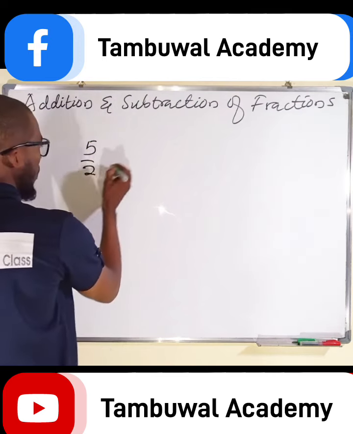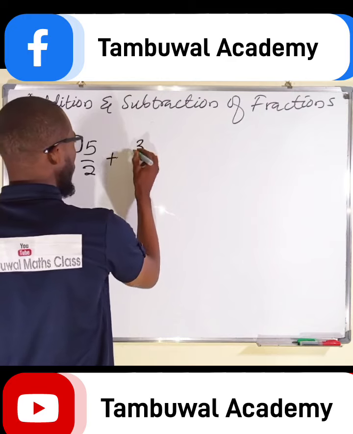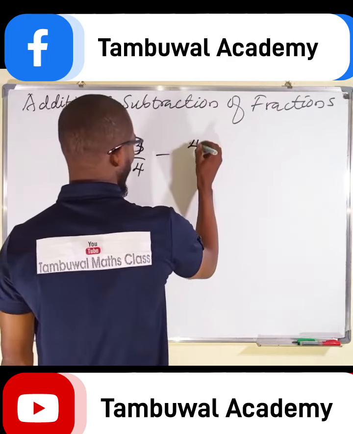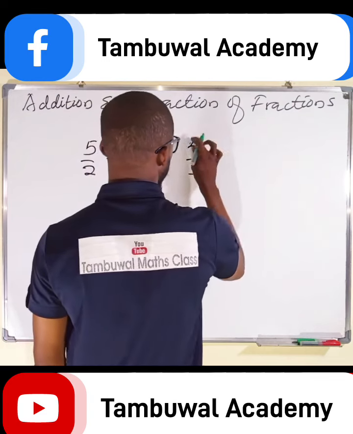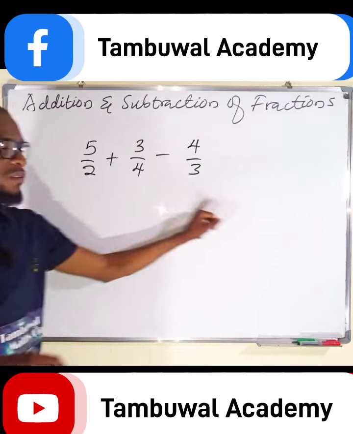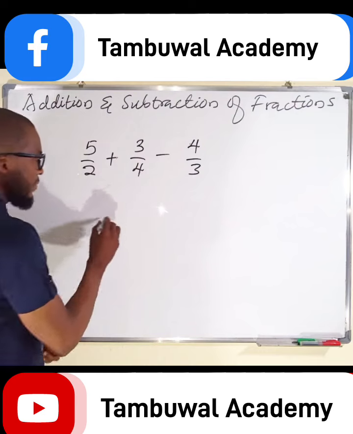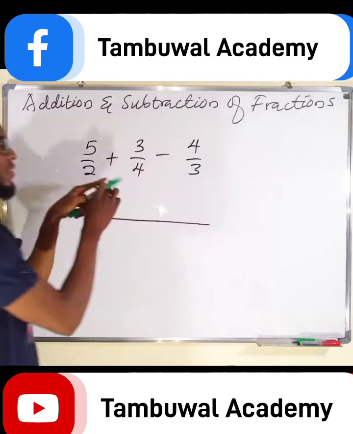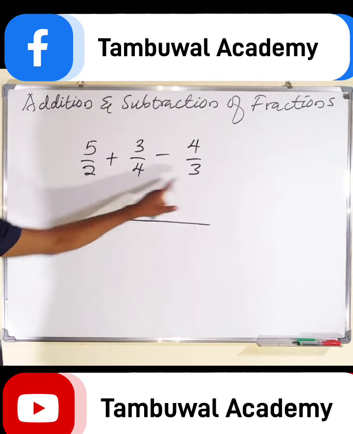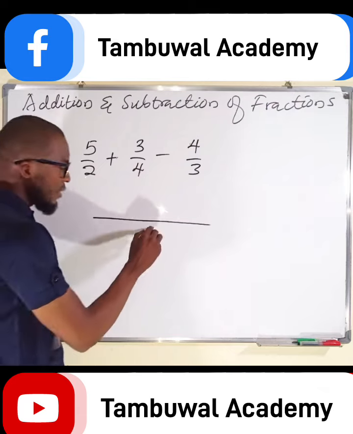5 over 2 plus 3 over 4 minus 4 over 3. So first we want to simplify this. Remember, our first method is by finding the LCM of these denominators. The LCM is 12, because all of these three numbers can go into 12 without remainder.